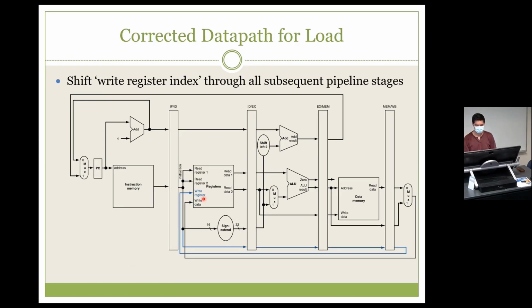So this is our correction. We get the write register, and now it's propagating through our pipeline, and it comes back around. We also need to do the same for our control signals. Our control signals are going to be generated here, and they will propagate through with the instruction.